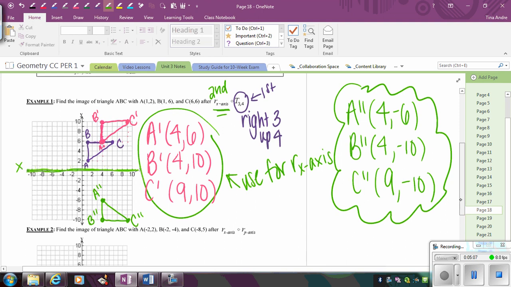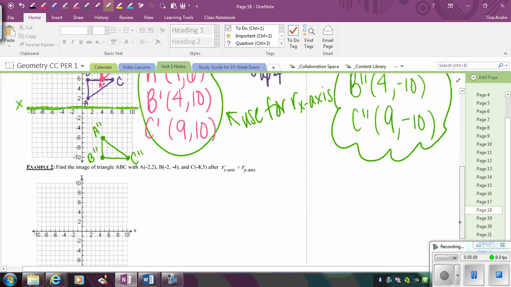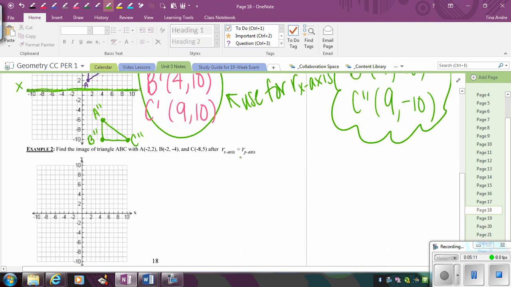So let's try one more. In this example, again, you see the composition notation. It means you're starting with this one. So this is first, this is second, using the results from the first one. So we're doing a reflection over the x-axis of the reflection over the y-axis. So start with labeling your triangle, graphing your triangle and labeling it.